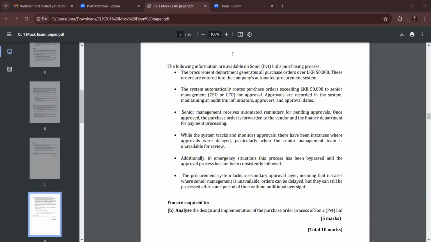See, students, the system exists only up to 50,000. Below 50,000 you don't have anything. So what can people do? They can buy around 49,000 items at a time, right? Then eventually it reaches 500,000. So no process is followed. So uniformity should be there.